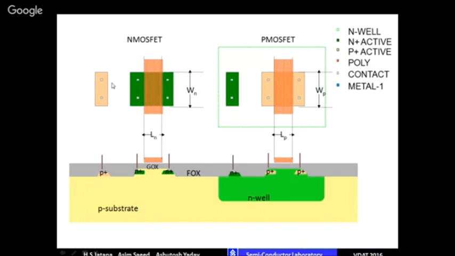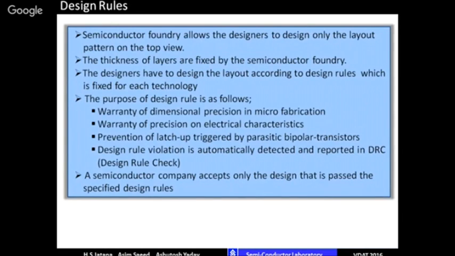So there are various rules you have to follow, and these rules exist because if you make two lines so narrow, fabrication will not be possible. There can be either shorts or opens. So keeping the fabrication and manufacturing process in mind, these rules are defined. So these are known as the design rules.